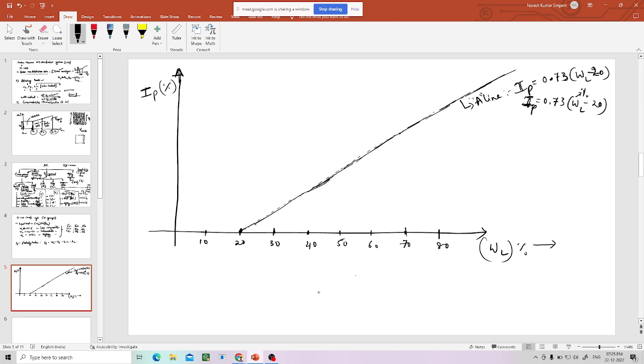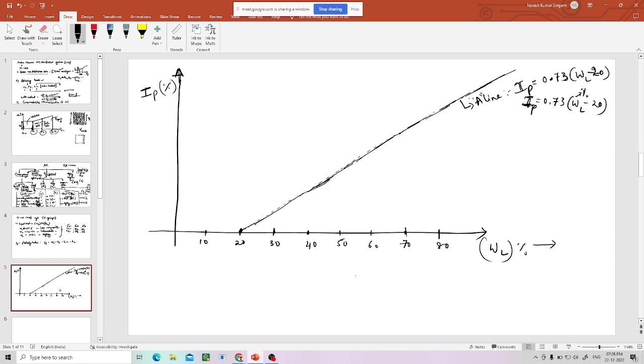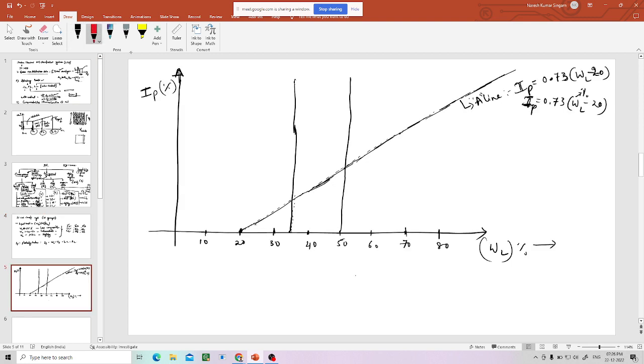Now, what you have to do is, as we have already known, less than 35, in between 35 to 50, let us divide that. If it is 35 WL, only liquid limit, this is 35, then 35 to 50, and greater than 50. So now what is this? Less than 35, it is low compressible, right or not? So I'll use the red pen. This side is low compressible. This side is highly compressible. And this is intermediate.